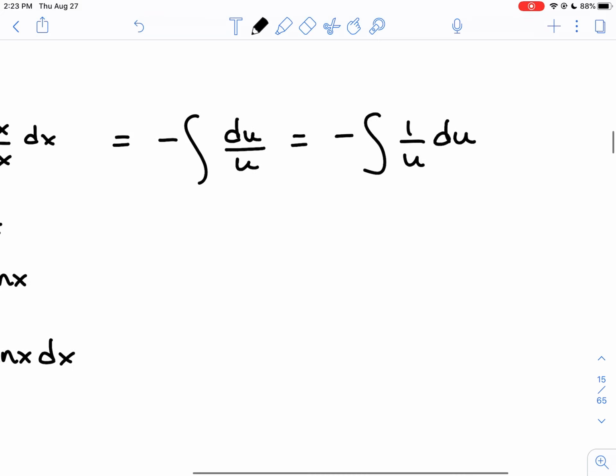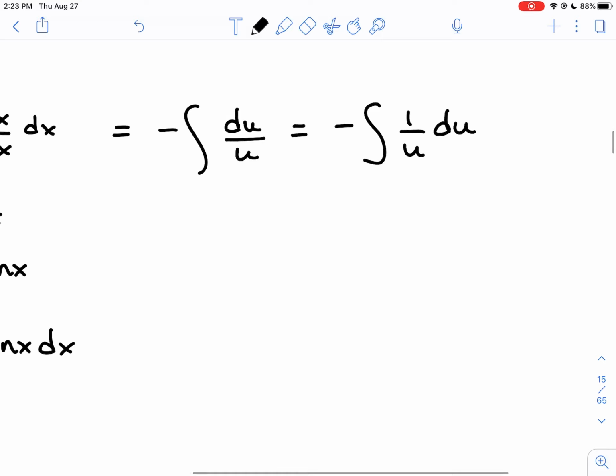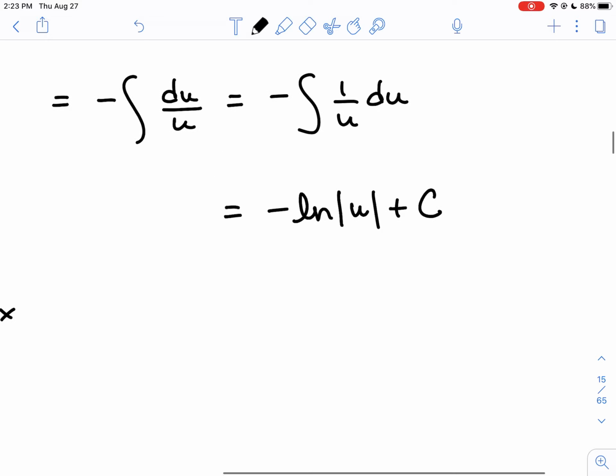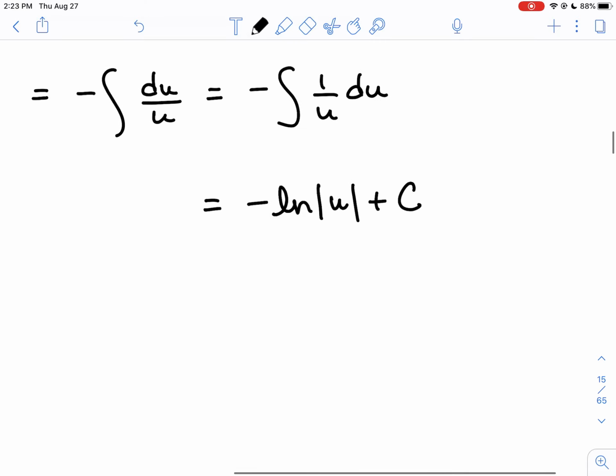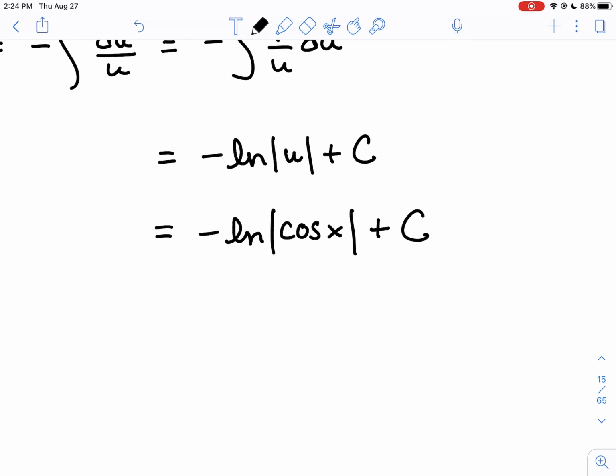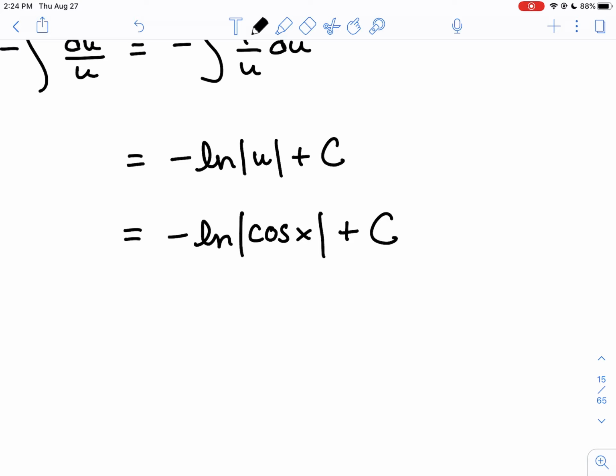They're the same thing. But in either case, the antiderivative of 1 over u is the natural log of u. And we do have the negative in front. We need to keep that there. And then also, it's the absolute value. Don't forget the absolute value bars. And then the plus c, because we did an antiderivative. And then the final step here is to back substitute. u is the cosine of x. And this is a good place to end. This is the correct antiderivative of tangent.